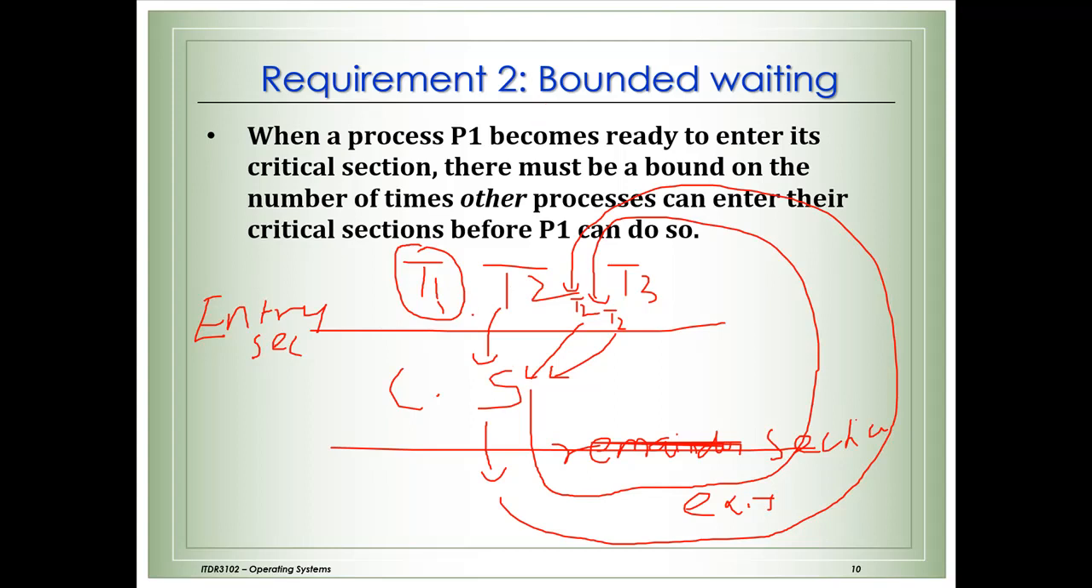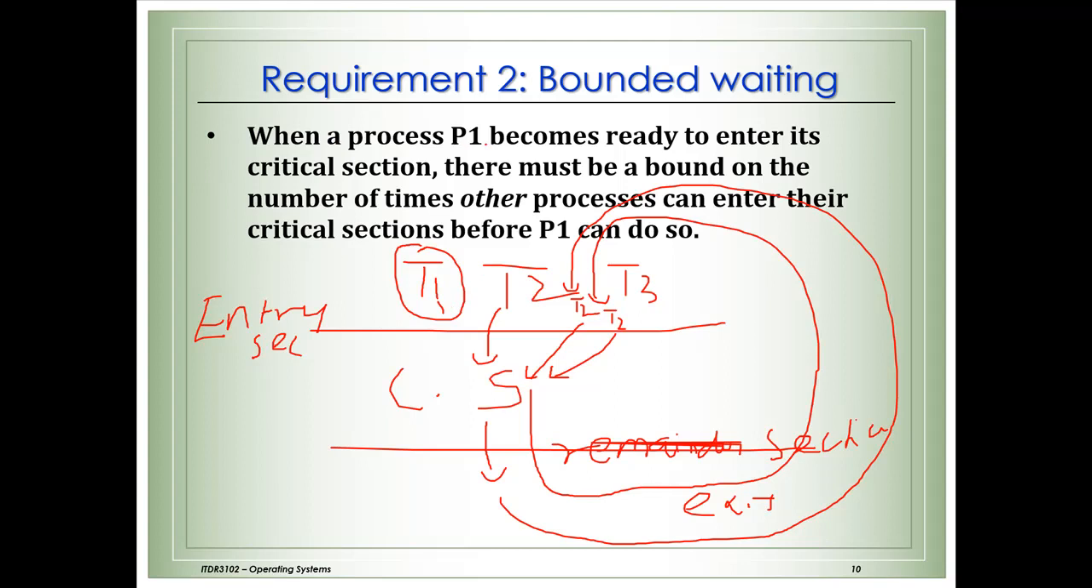Bounded waiting says that when T1 wants to go to the critical section, there should be a limit on the number of times other threads like T2 or T3 can go to the critical section. You shouldn't allow T1 to wait for a long time while other threads like T2 or T3 keep getting the chance again and again to enter the critical section. This shouldn't happen. There should be a bounded, limited waiting.